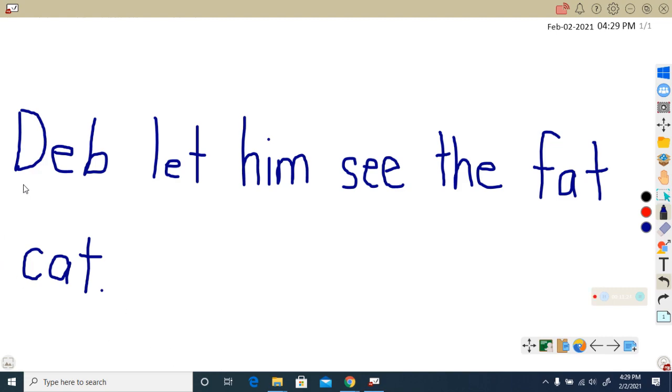Let's look at this. Some of these are sight words. Some of them are words we have to sound out. The first one we have to sound out and blend. Ready? D, e, b. Deb. That's a woman's name or a girl's name. Deb. L, et, let. Deb let.